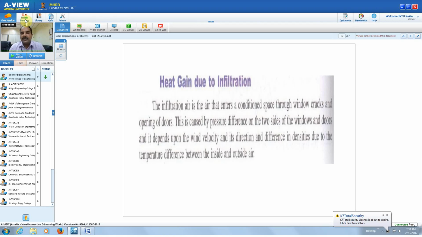If any windows or doors have a small crack, then through that crack the air will try to enter the inside, because the outside pressure is more than the inside temperature and pressure. That's why through the cracks of the windows or the doors, the air tries to enter.